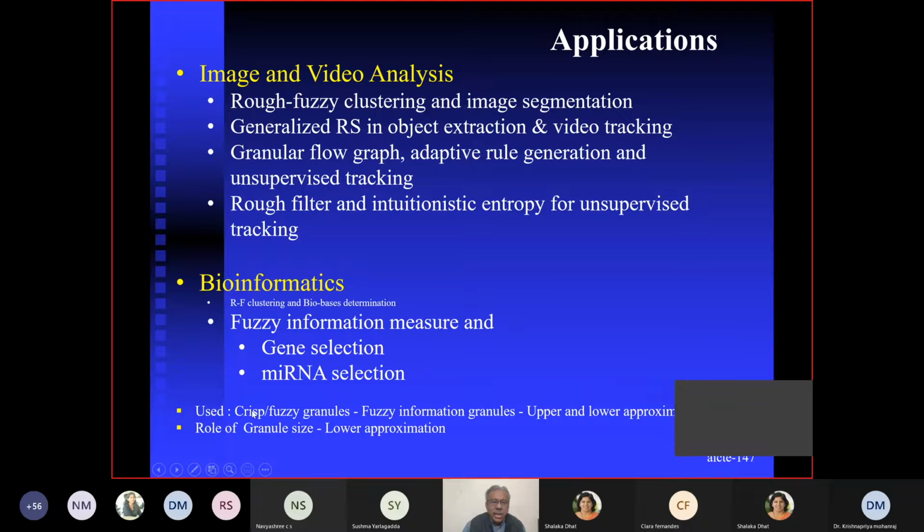Then I will use crisp granule and fuzzy information granule. I will show the example of upper and lower approximation. I will show the role of granular size in lower approximation. That means, as I mentioned, granular computing depends on how you define the granule, the granular size, shape, etc. And I will also explain the role of lower and upper, because lower means definitely belonging, upper means definitely as well as possibly belonging. So lower and upper take care of uncertainty handling, and this information granule takes care of the granular computing aspect.